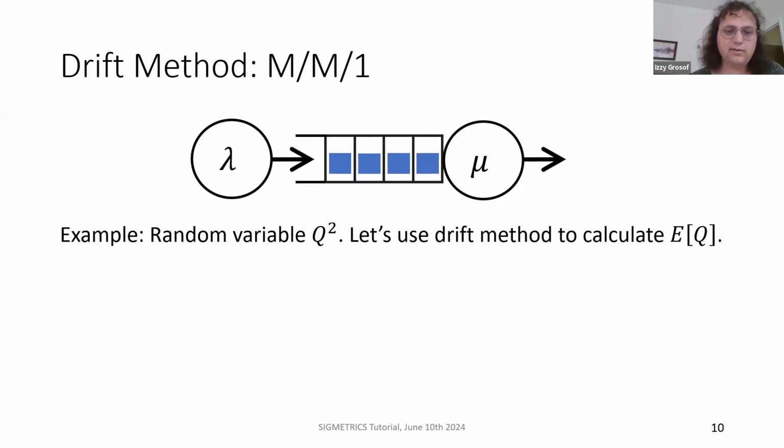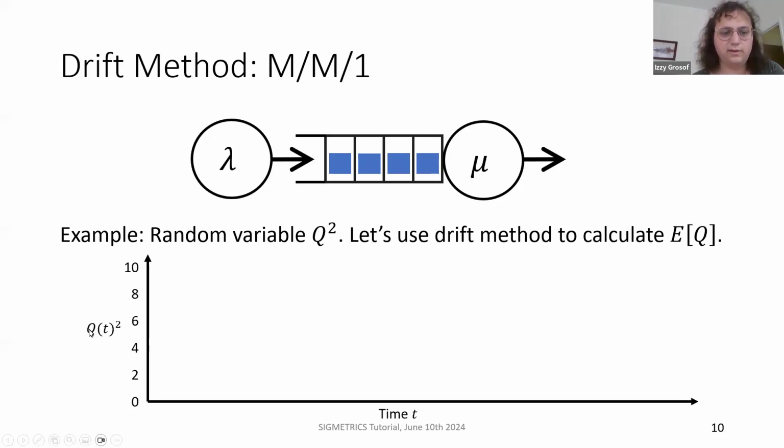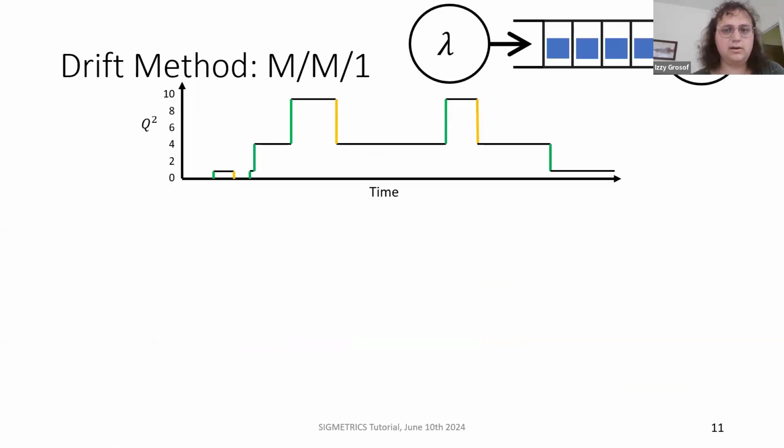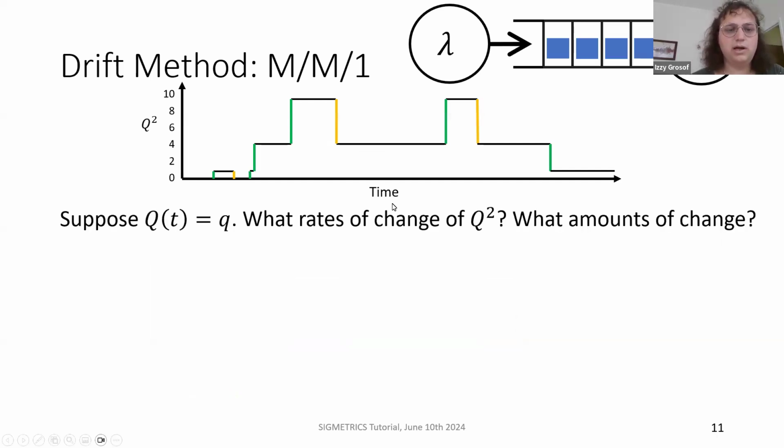Okay. So here's what the Q length at time t squared might look like. Maybe it starts off at 0, up to 1, down to 1, or up to 1, down to 0, to 1, to 4, to 9, etc. And we've got our increases and our decreases. Now, let's suppose that at some particular time t, the Q length is a little q. What are the ways in which Q squared can change?